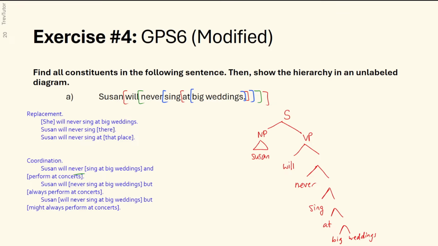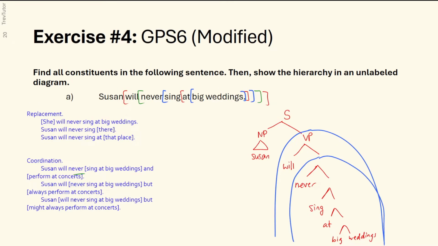So if we take a look at our constituency diagram with our brackets, really this structure is just showing the same thing. Basically, if you ever pick up a node in a tree, like let's say you imagine that this is a physical structure in real life, and you pick up this branch, everything that comes underneath it is a constituent. So if we were to draw little veils for each of these, we have a veil for will never sing at big weddings.